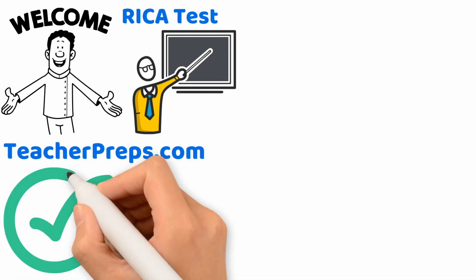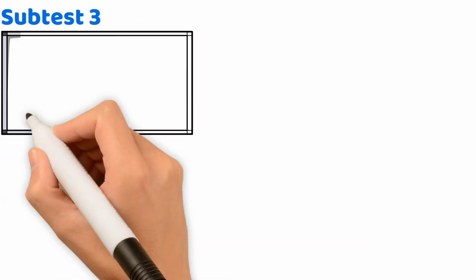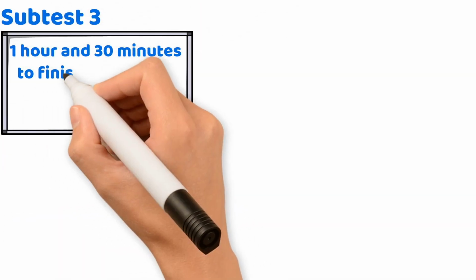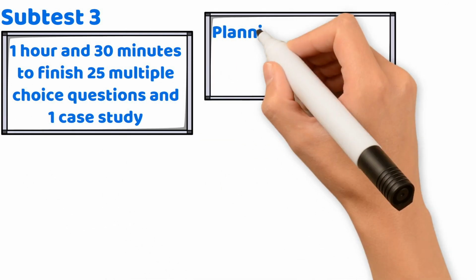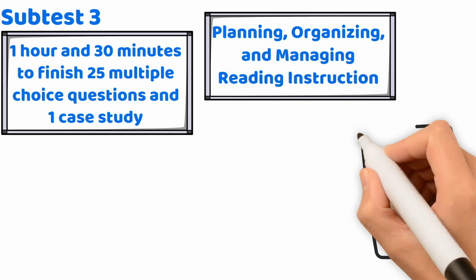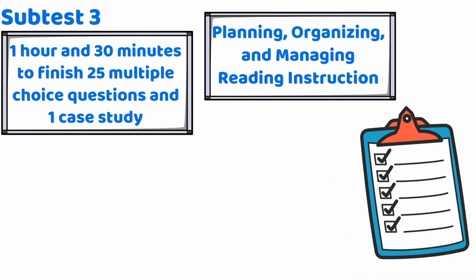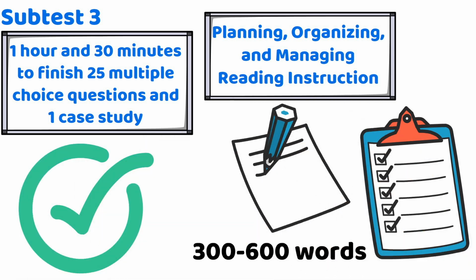Let's get you fully prepared for test day by starting with the RICA test structure. There's Subtest 3. This test gives you 1 hour and 30 minutes to finish 25 multiple-choice questions and 1 case study. This section focuses on planning, organizing, and managing reading instruction. You'll work through 25 multiple-choice questions and a case study response between 300 to 600 words, covering all domains.